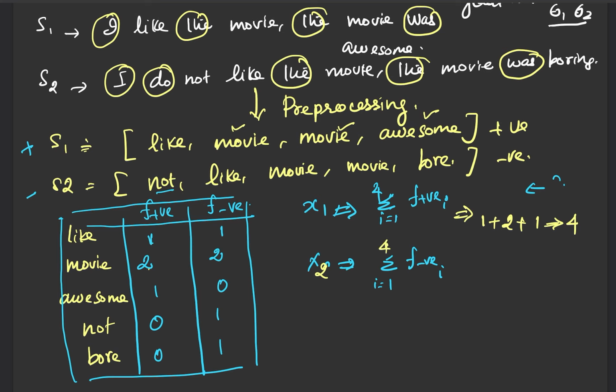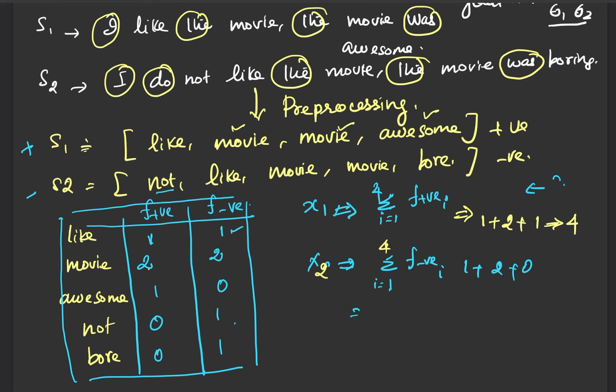What I do for the next one is, for i from 1 to 4, I just look at the negative frequency. For "like", how many times did like appear? One time, 1. And how many times did movie appear? 2. And then how many times did awesome appear? Awesome, 0.